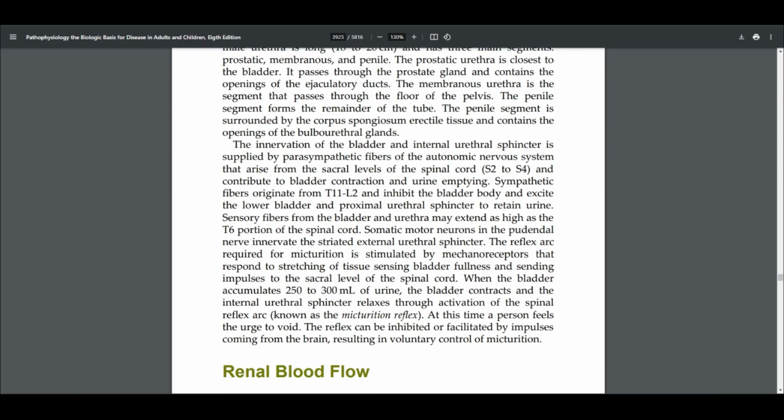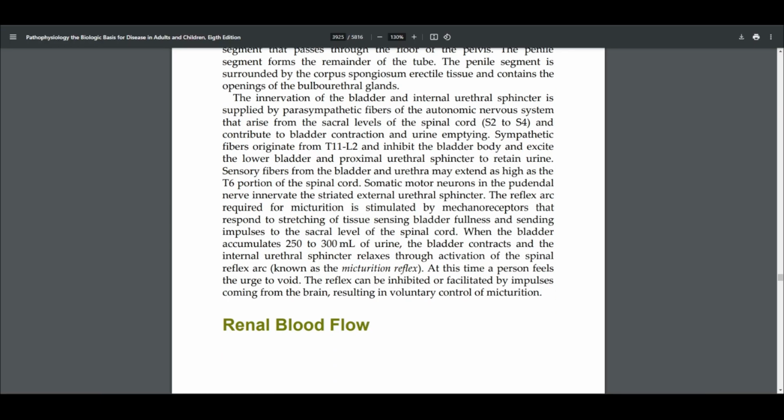The innervation of the bladder and the internal urethral sphincter is supplied by parasympathetic fibers of the autonomic nervous system that arise from the sacral levels of the spinal cord, S2 to S4, and contribute to bladder contraction and urine emptying. Sympathetic fibers originate from T11 to L2 and inhibit the bladder body and excite the lower bladder and proximal urethral sphincter to retain urine. Sensory fibers from the bladder and urethra may extend as high as the T6 portion of the spinal cord.